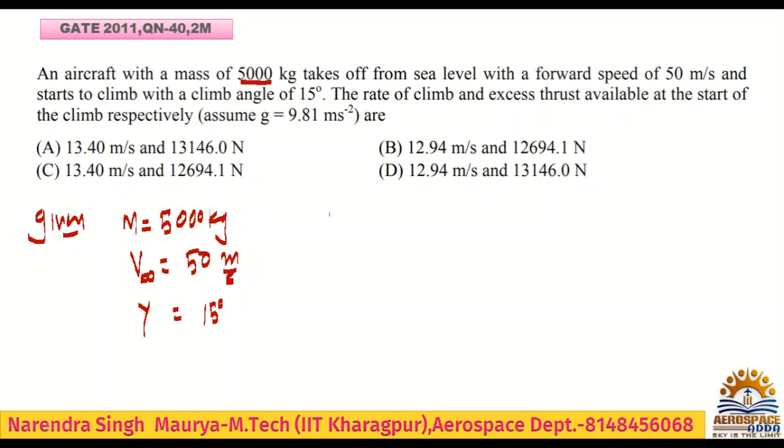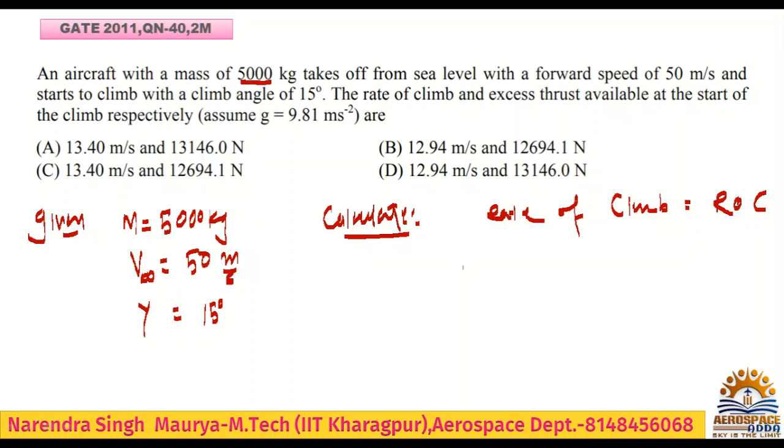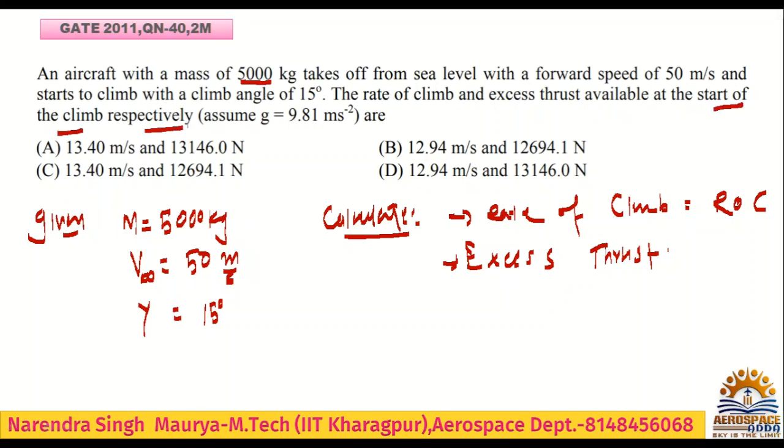The rate of climb and excess thrust available. So what do we need to calculate? We need to calculate the rate of climb, which is also called ROC, and excess thrust. I will tell you what the excess thrust or excess power is. It is very important. Thrust available at the start of the climb, respectively. g is given.